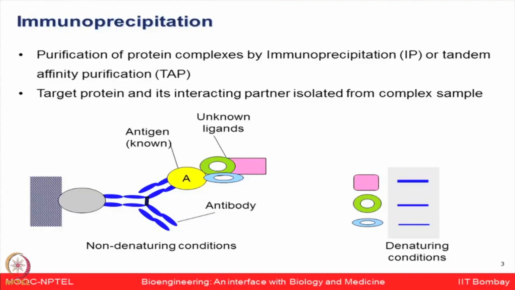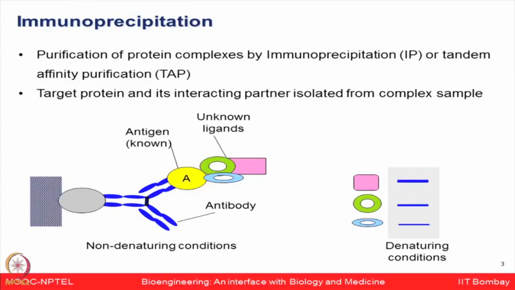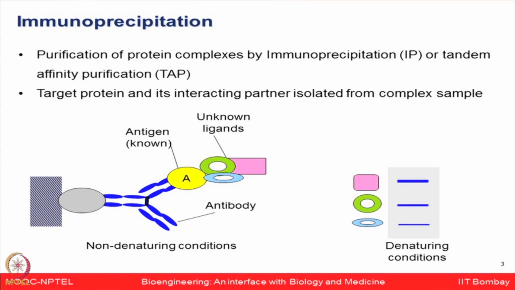So, let me give you a very brief overview of the conventional methods which have been used over a long time for studying biomolecular interactions, especially protein-protein interactions, using the immunoprecipitation method. In immunoprecipitation, the purification of protein complex is achieved by immunoprecipitation or the tandem affinity purification or TAP method. The target protein and its interacting partners are isolated from complex tissue lysates or complex samples. Then they are separated on a denaturing gel, SDS-PAGE, and as shown on the image, different bands can be seen which are potential interactors.